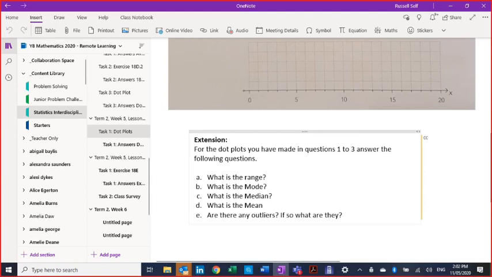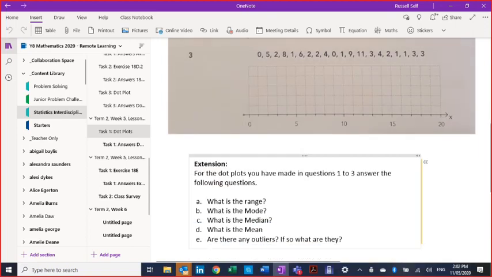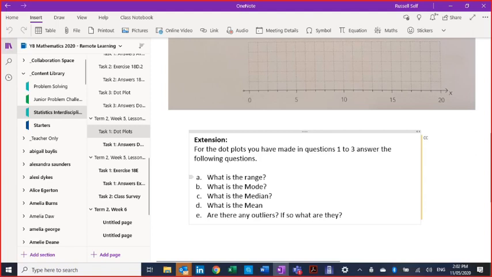Then after that, it says extension. Do not worry about extension. It is not extension. I expect you to do these, okay? So for the dot plots that you get, I want you to find the range. Again, remember, range is the largest minus what?